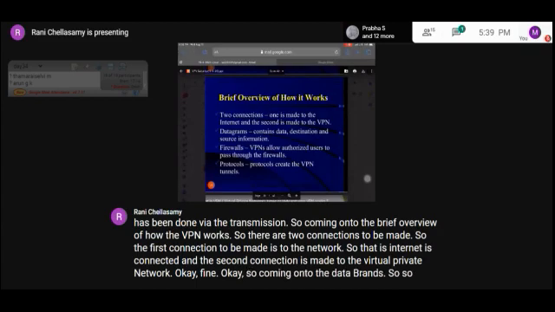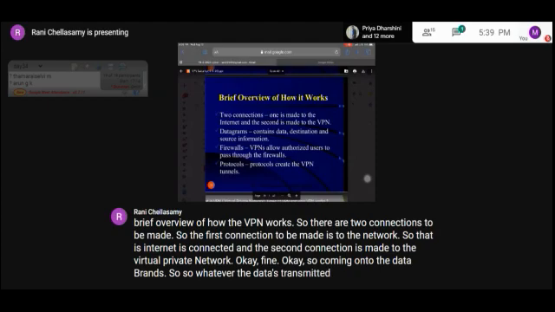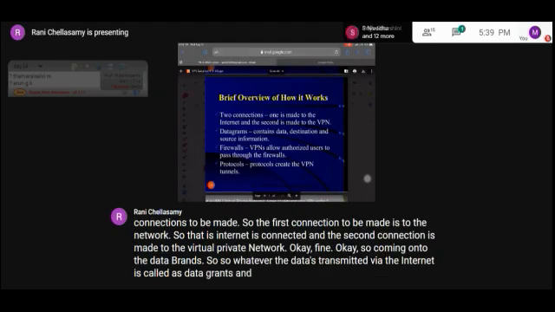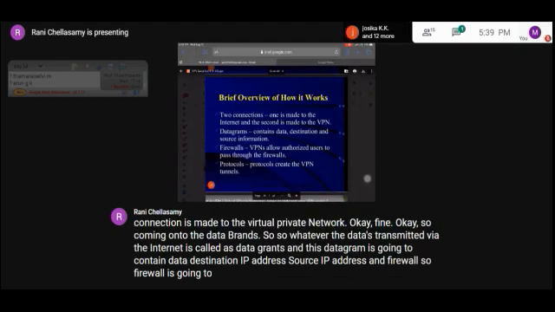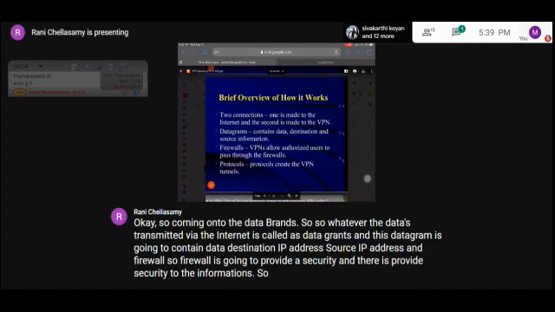Whatever data is transmitted via the internet is called datagrams. And this datagram is going to contain the data's destination IP address, source IP address, and firewall. The firewall is going to provide security to the information. Okay. So VPN allows authorized users to pass through the firewalls.